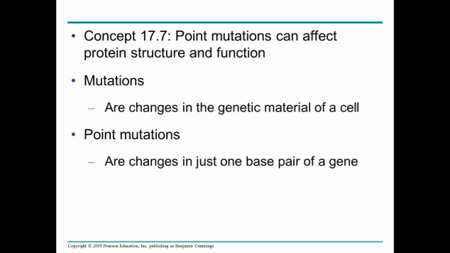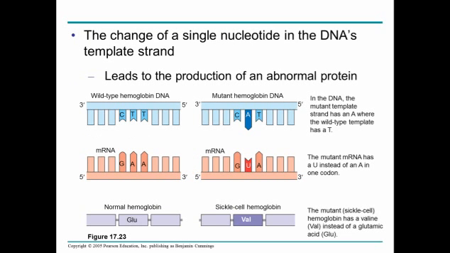All right, this is part 3, chapter 17. Just a quick short one on mutations. Different kinds of mutations are basically changes in genetic material, and point mutations are when you change just one base pair. So an A gets converted into a G, for example. And this is showing you how it leads to abnormal protein development.